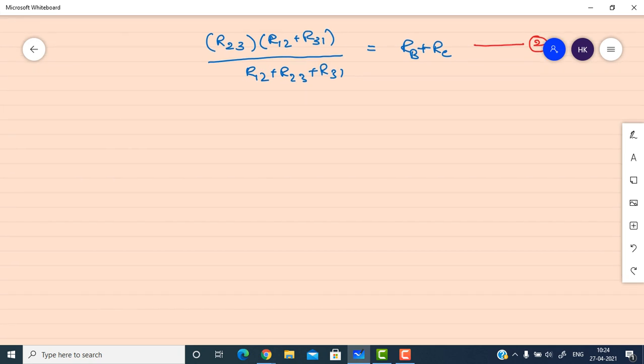So one more pair of terminals is left. So that is between 3 and 1 terminal, or between 1 and 3 terminals.